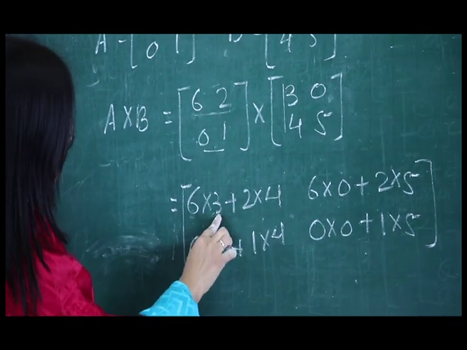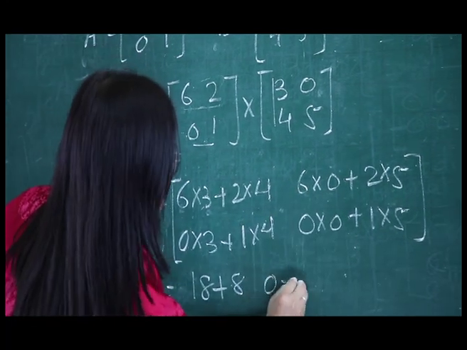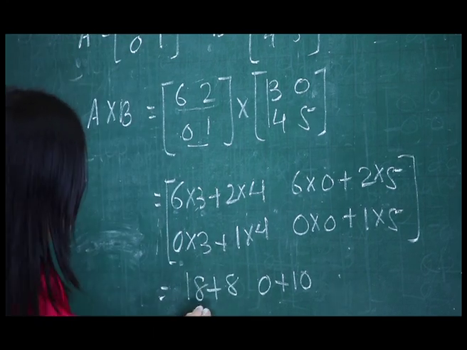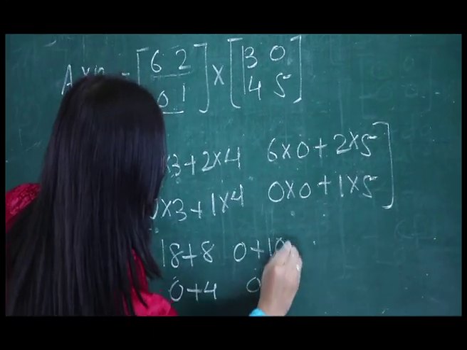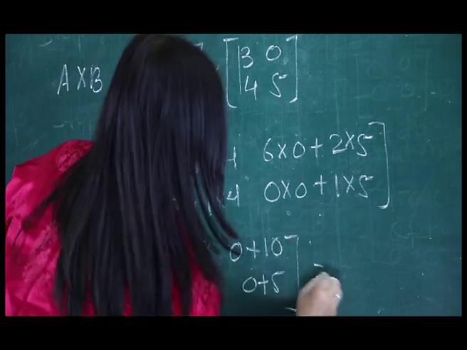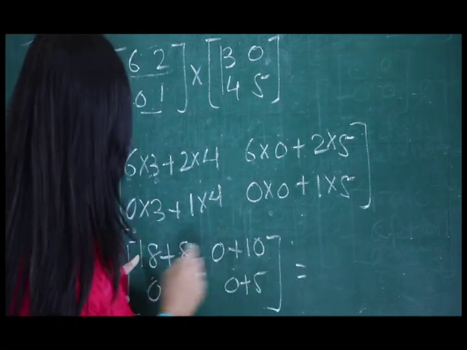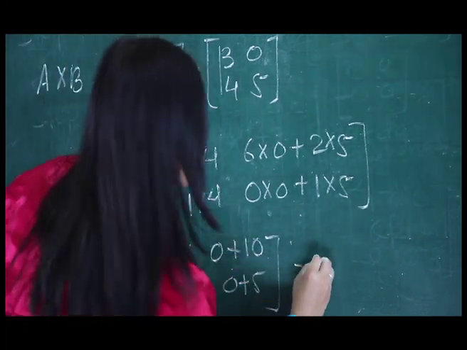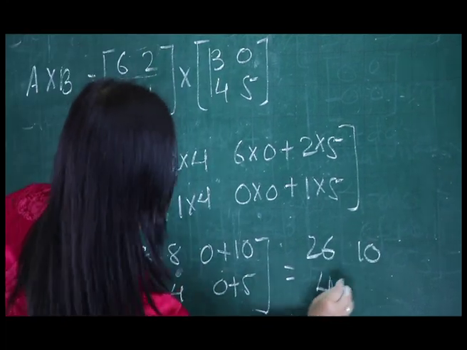So we have 3 6s, 18 plus 8, 0 plus 10, 0 plus 4, 0 plus 5. So our sums are 18 plus 8 is 26, 10, 4, and 5.